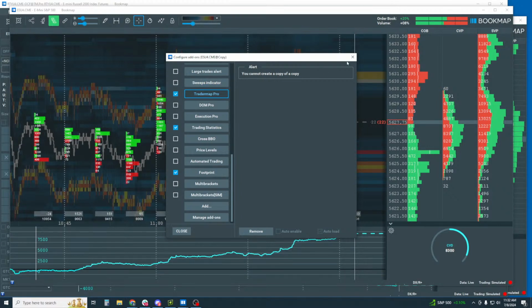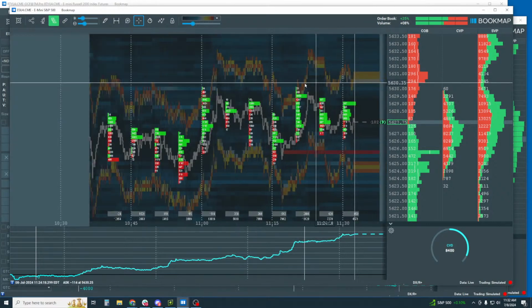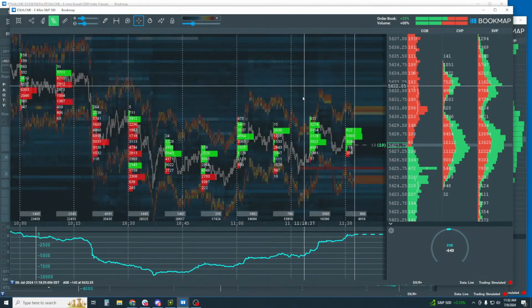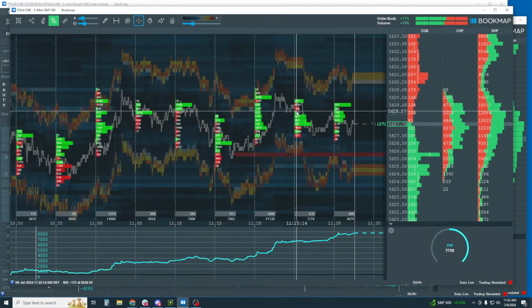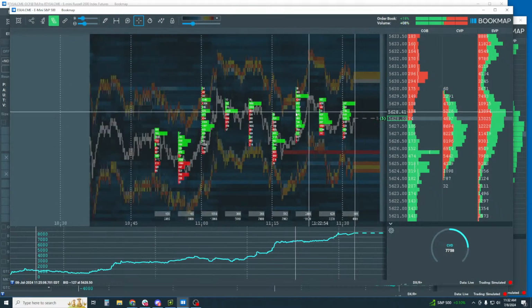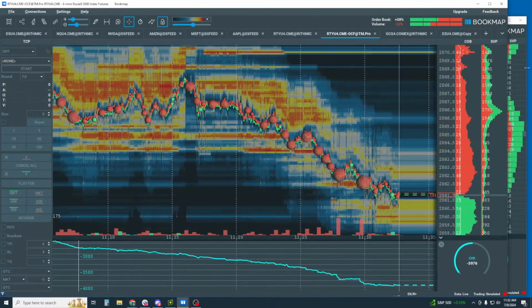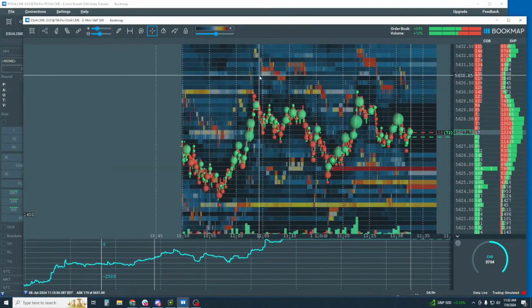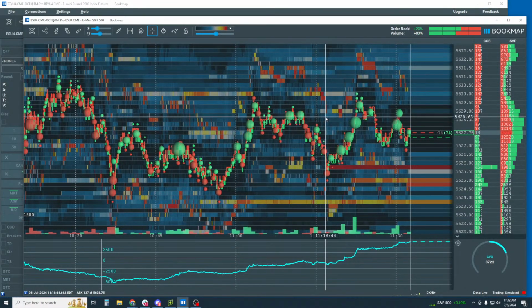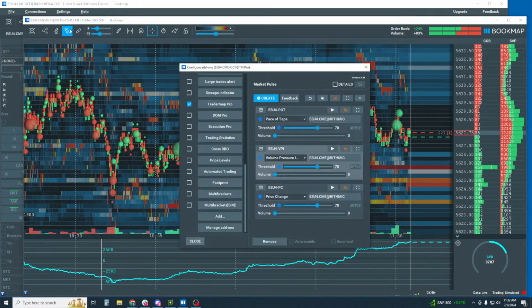Cannot create a copy of a copy. Okay. That's fine. In fact, we'll close this one and we'll put it on our Trader Map Pro. Okay, so here's our Trader Map Pro, and then we're going to just add footprint to this one.